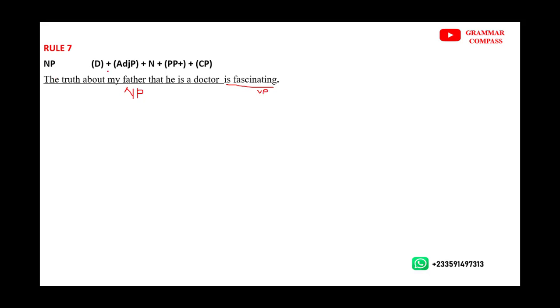Let us see whether we can find this structure in a sentence. This noun phrase, the truth about my father, that he is a doctor, contains the determiner the. Then we have the noun head, that is truth. And we have a prepositional phrase, that is about my father. And then we have a complementizer phrase, that is that he is a doctor. Let us try to draw a tree for this structure. First of all, we have a noun phrase. Let us draw a tree for our noun phrase.